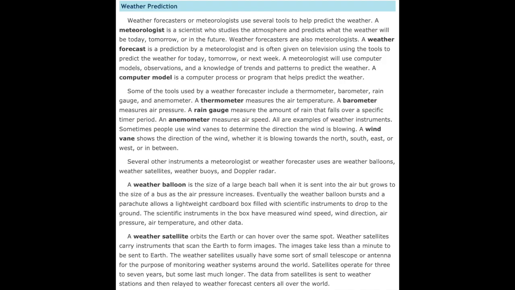Sometimes people use wind vanes to determine the direction the wind is blowing. A wind vane shows the direction of the wind, whether it's blowing north or south, east or west, or in between. Several other instruments a meteorologist or weather forecaster uses are weather balloons, weather satellites, weather buoys, and Doppler radar.